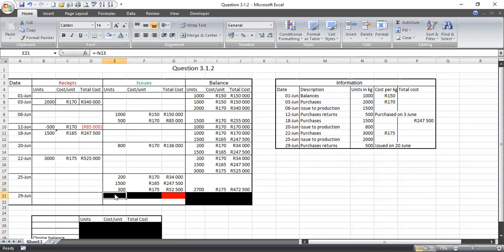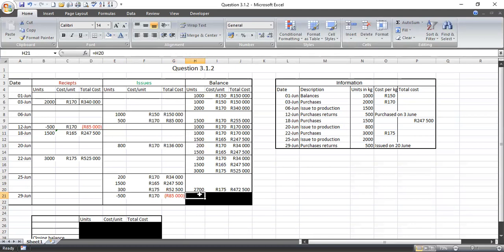So there we'll have a negative 500 units because a return is taking place, and at a cost of 170 and at a total cost of 85,000. Now this return won't decrease our balance on the 29th of June. It will increase it because more goods are now being added to our storeroom.